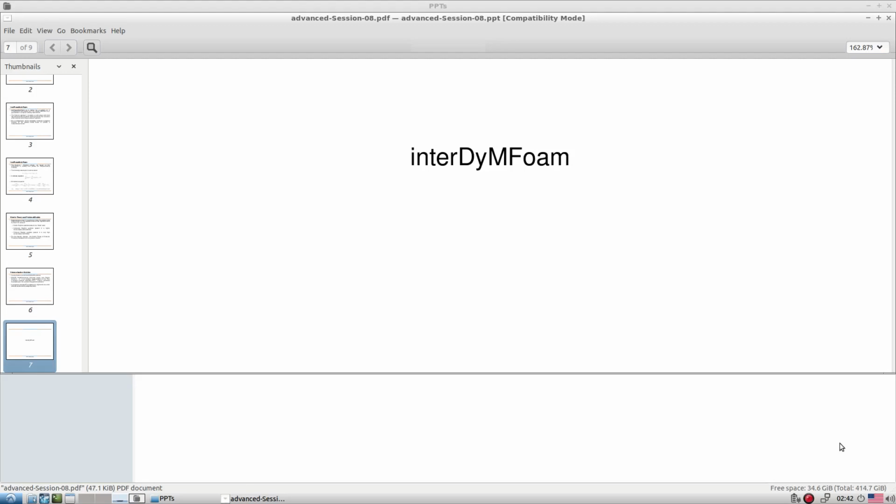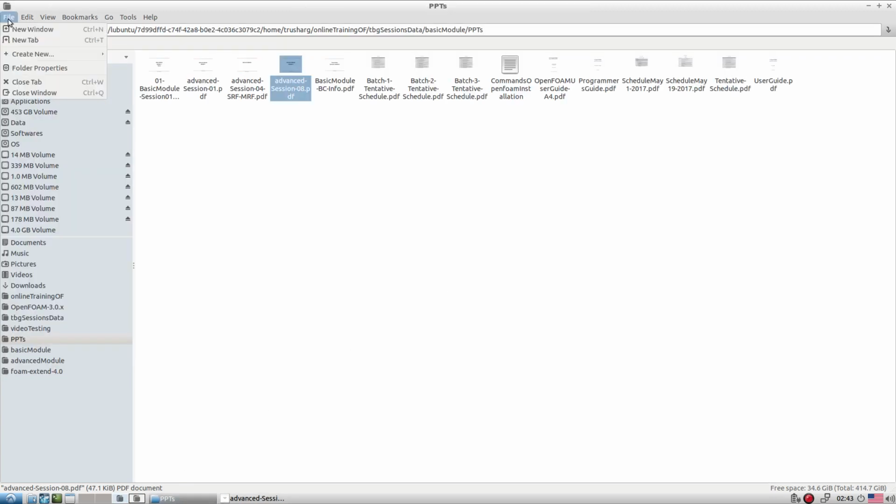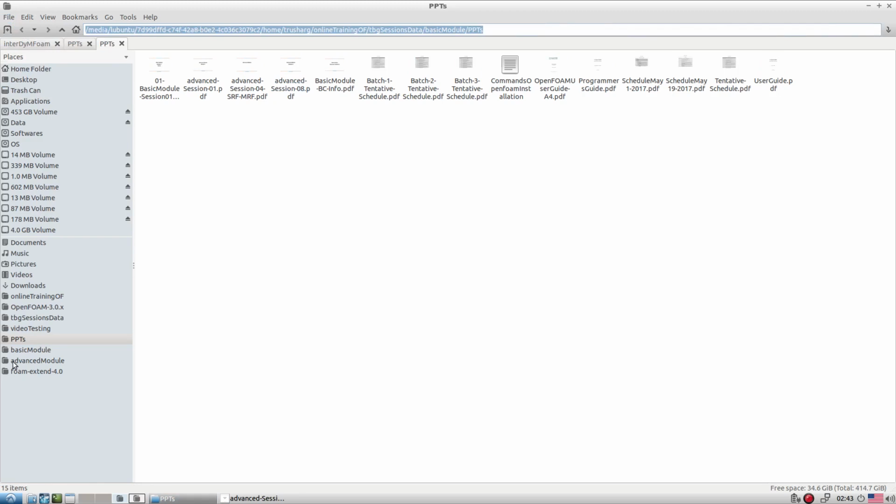Let's talk about the interDyMFoam mesh motion solver. Here we are going to look at a few aspects of VOF and the mesh motion together. That is the idea behind this. interFoam is the multiphase solver, and it facilitates the VOF class of applications. So let's first have a look at that particular solver.